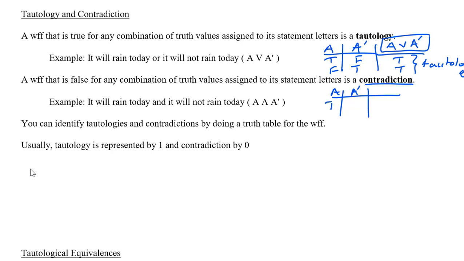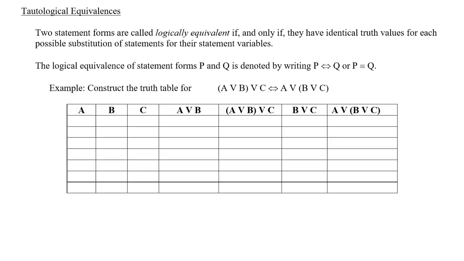For example, again, I just choose simple A and not A. So for the AND connective, that's going to be both false. So we have a contradiction, okay? And sometimes it's neither. If you have trues and falses, it's neither. Usually a tautology is represented by 1, a contradiction by 0. And that's what we're going to see later when we're dealing with Boolean algebra.